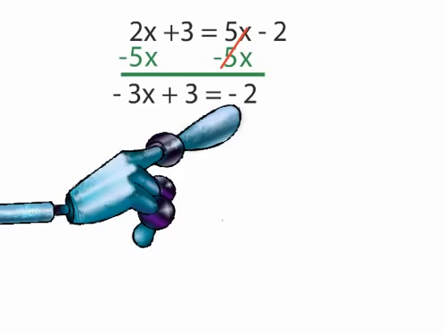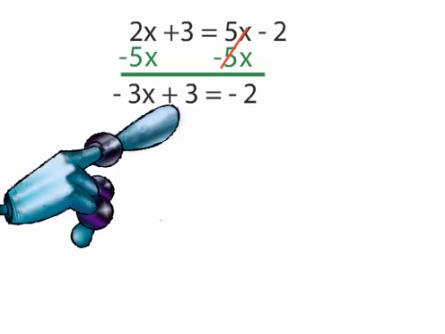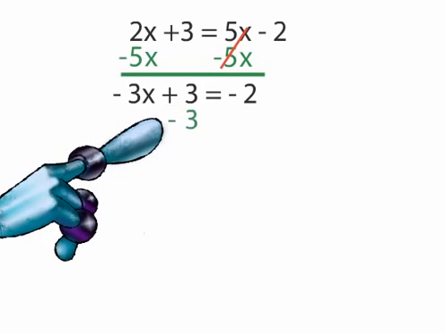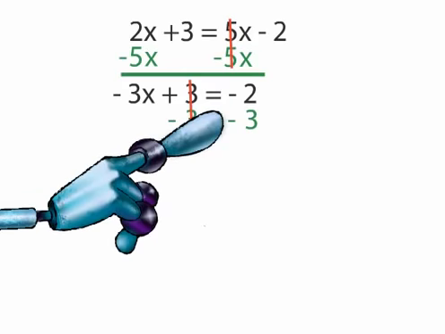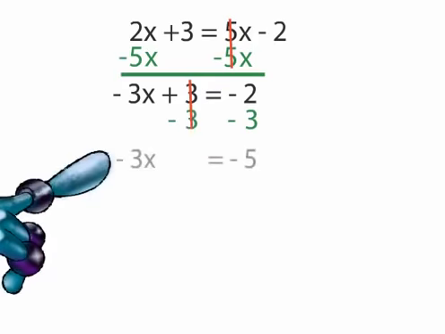To further isolate the x on one side, we will get rid of the positive 3 by adding a negative 3. Since we are doing this to one side, we also have to add a negative 3 to the other side. The two 3's cancel out. Negative 2 plus negative 3 equals negative 5. Our equation now reads negative 3x equals negative 5.